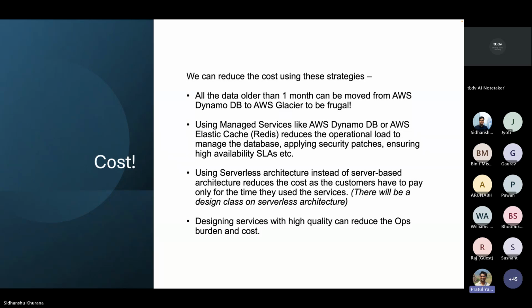So this is some kind of frugality. It's more like archiving your data into some DB which is not getting touched anymore, and the cost required there would be pretty much less. Then again, as we have discussed, using some kind of managed services. So it means you don't have bare metal services.